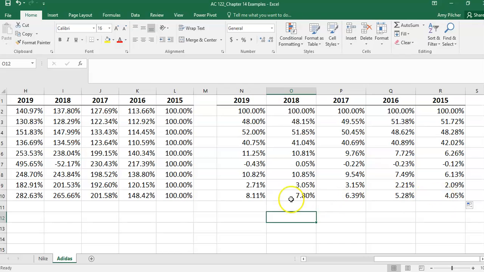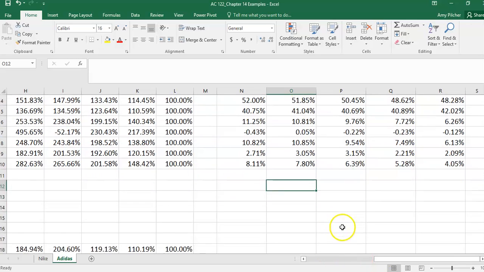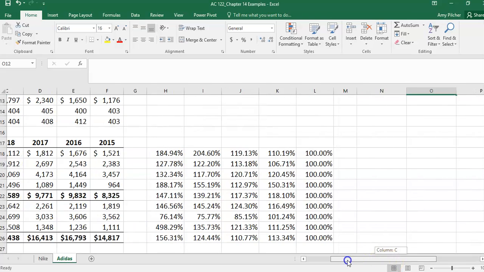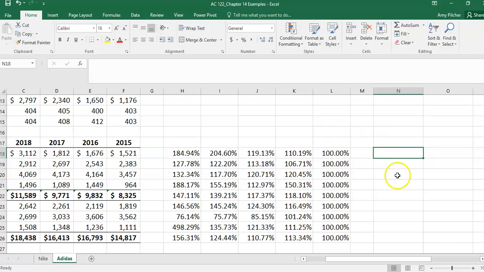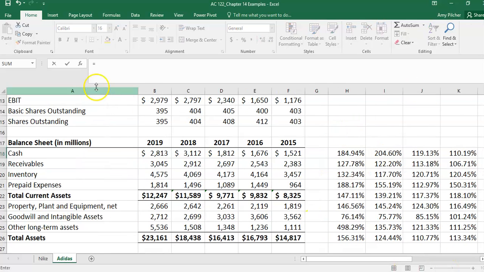So we don't have the same kinds of ups and downs like Nike does, where they had a dip in 2018 and then a dip also in 2020. Of course, we don't have 2020 information here, but we don't see that kind of up and down in Adidas's information. We just see fairly consistent growth. So for the balance sheet, remember we set everything divided by total assets.